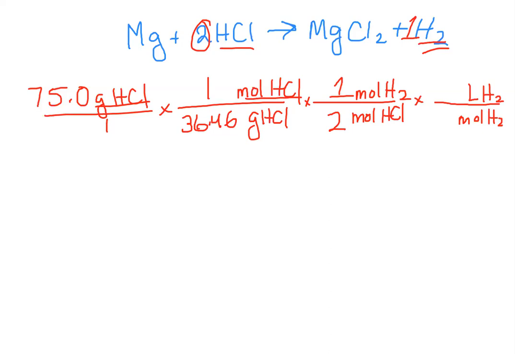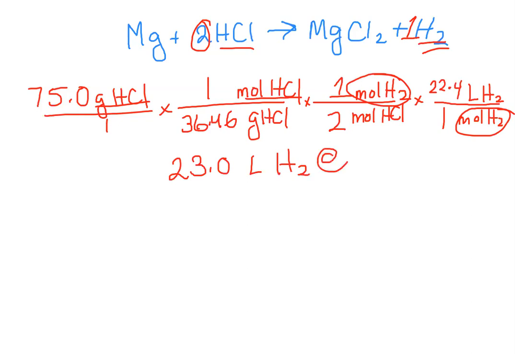We know that moles of H2 have to go down here because it has to match this. So remember, for liters, that number is 22.4. That's from last time. Now you can do this all on your calculator and you should get 23.0 liters of H2 at STP.